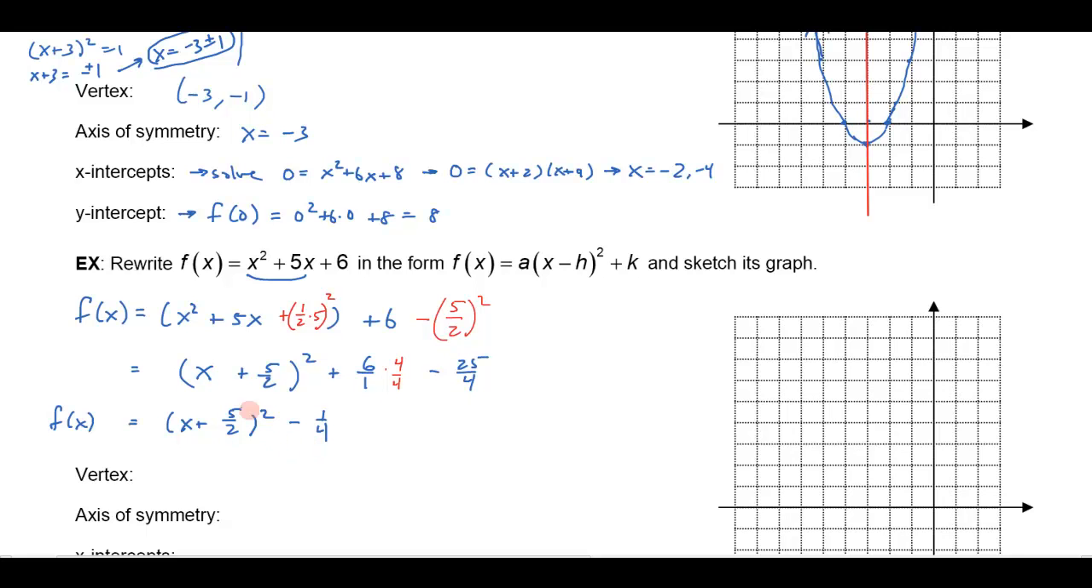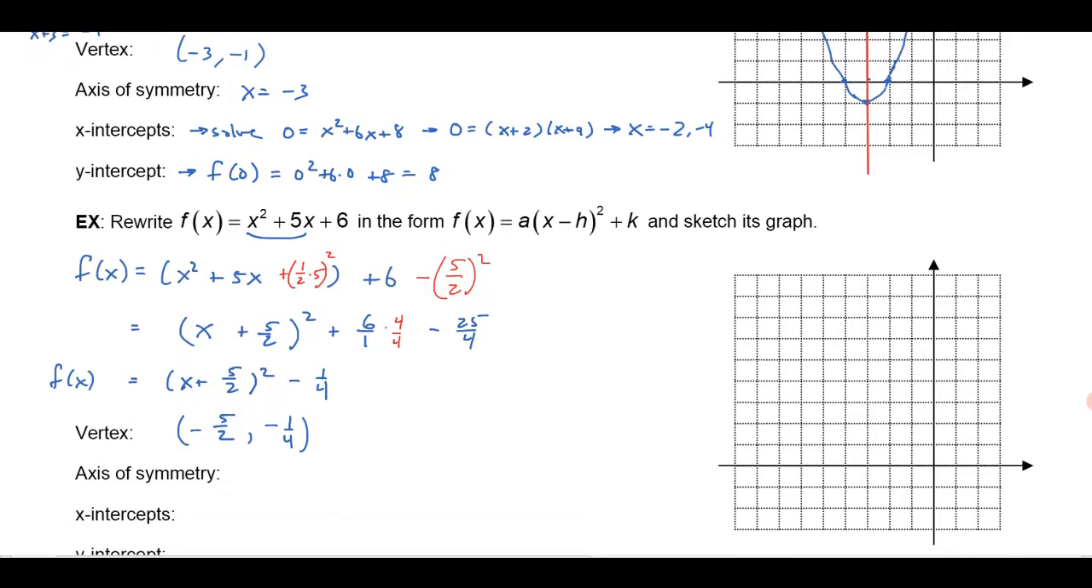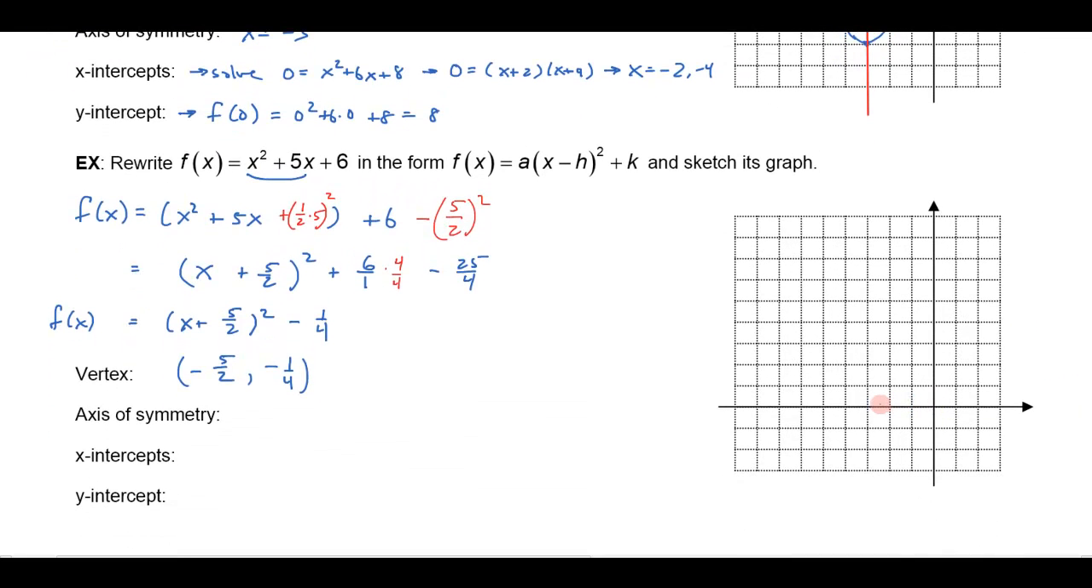So I know my vertex, this is my nice vertex form. This form tells me I'm going to shift my normal x squared graph 5 halves units, that's 2.5 units to the left. So that'll be -5 halves, and then down 1/4. All right, so if I want to graph that, I'll go over here 2.5, that'd be right here, and then down 1/4 is about right there. Okay, I know the axis of symmetry automatically is x equals -5/2.